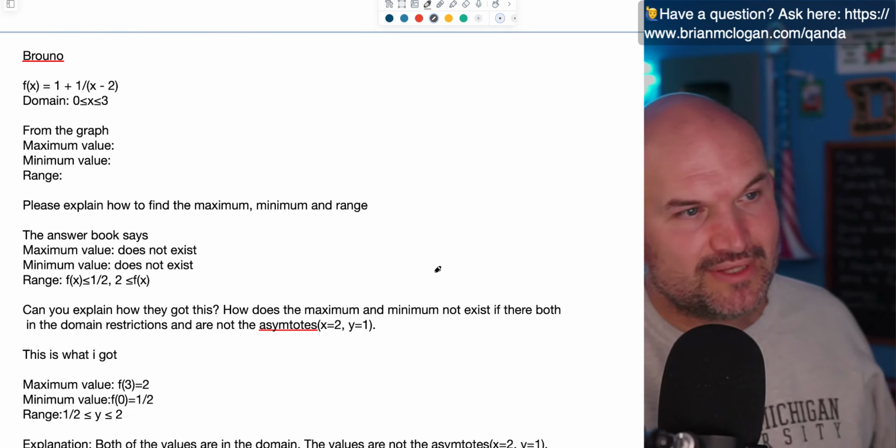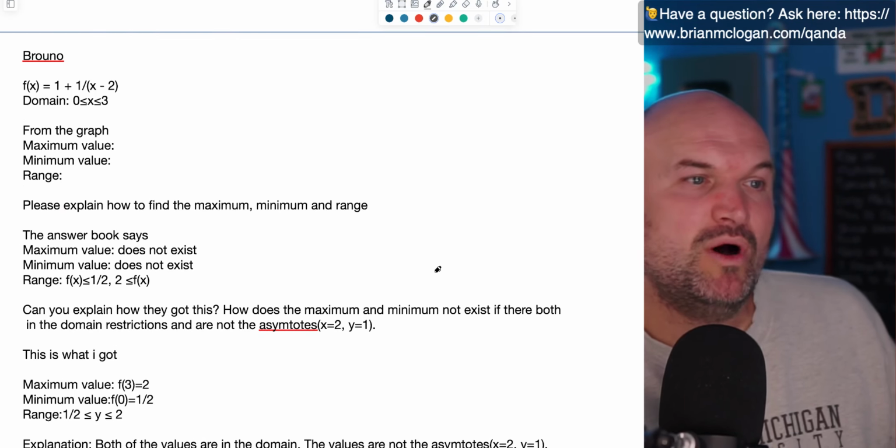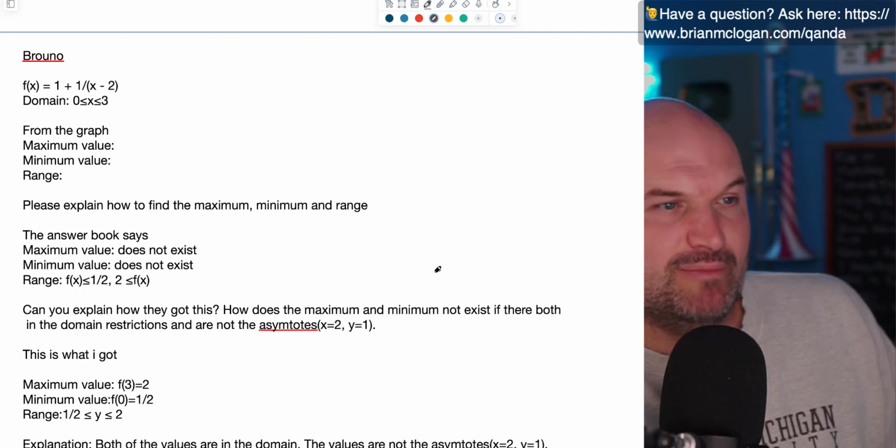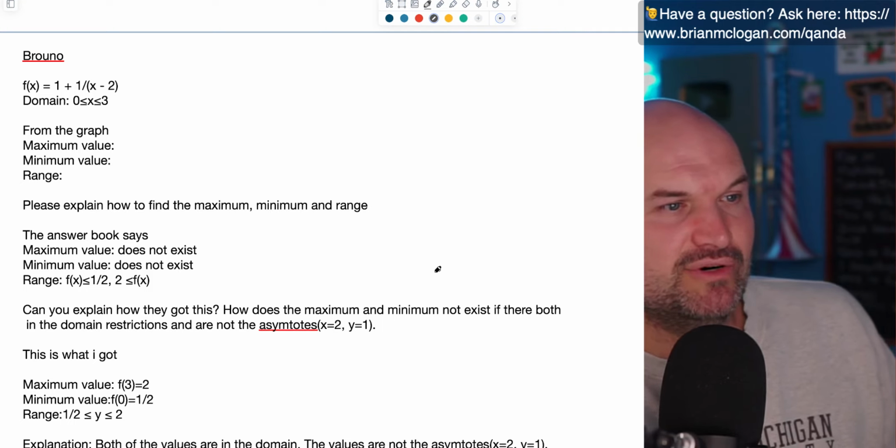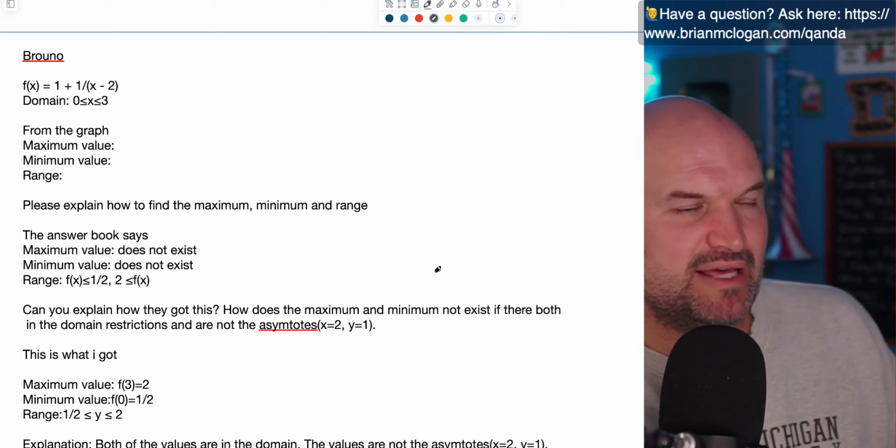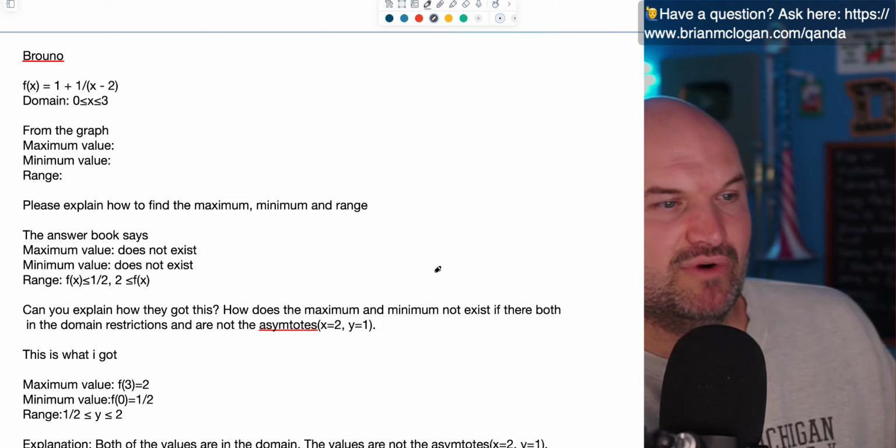All right, Bruno, f of x equals 1 plus 1 over x minus 2. Domain 0 is less than or equal to x, less than 3. From the graph, find the maximum, minimum values, and range. Please explain how to find the maximum, minimum, and range.